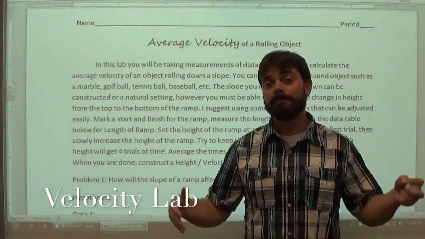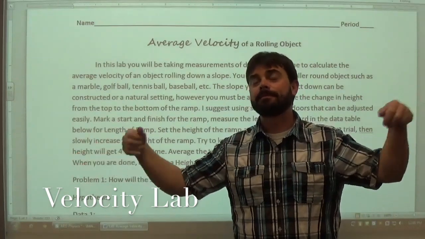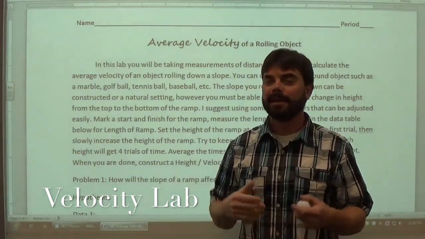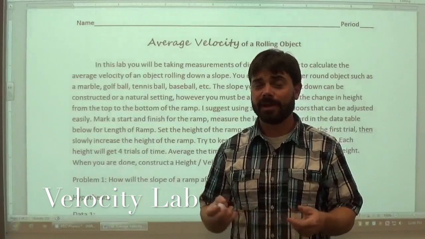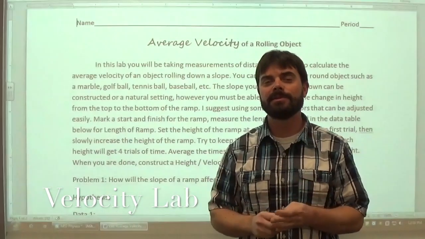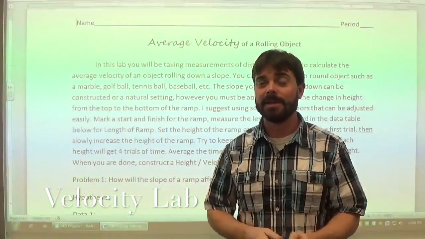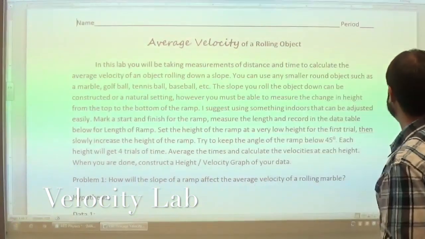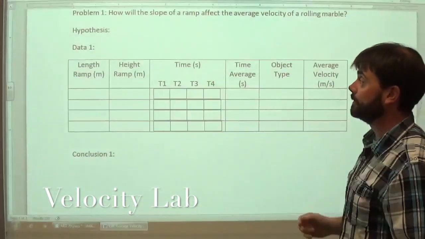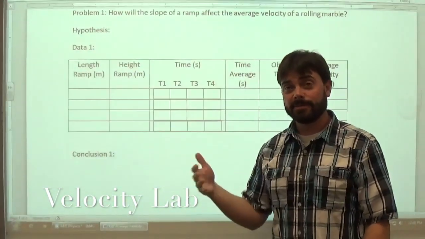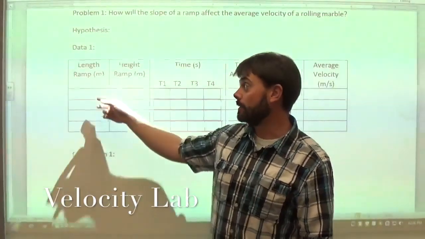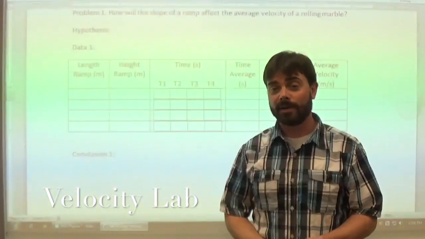But just know that you need to somehow measure the distance and also get a time of the object as it rolls. So if you're trying to keep this compact or something that's a little bit smaller, I recommend using a small object. So if I look at the data table, the data table kind of tells what data needs to be collected. So first thing here is the length of a ramp.